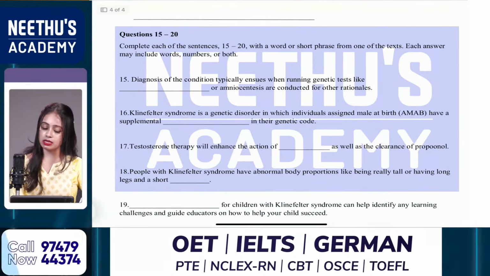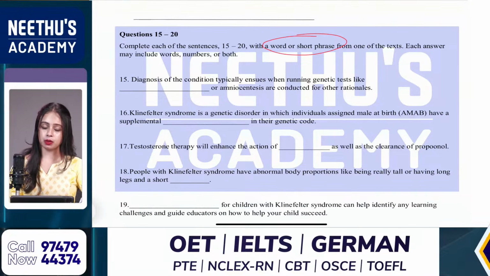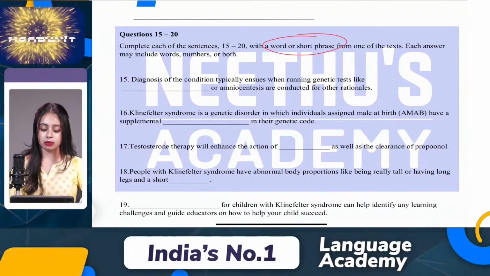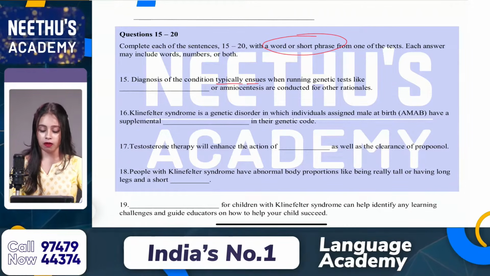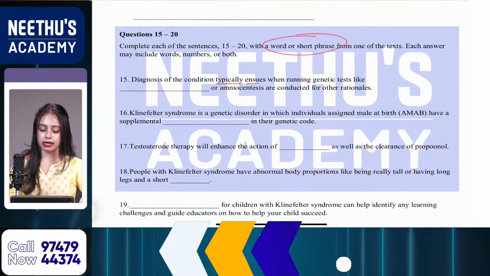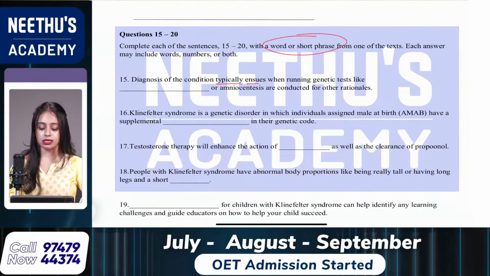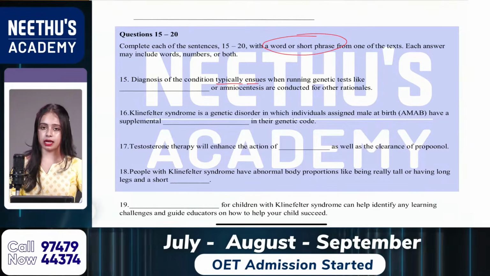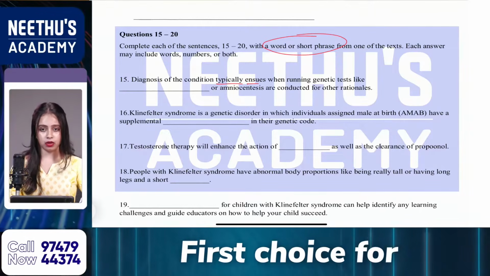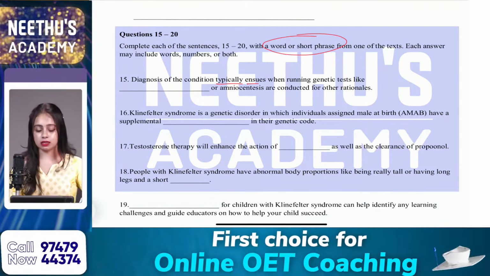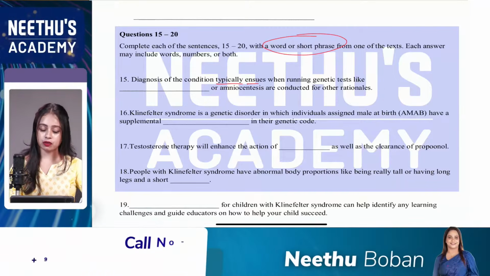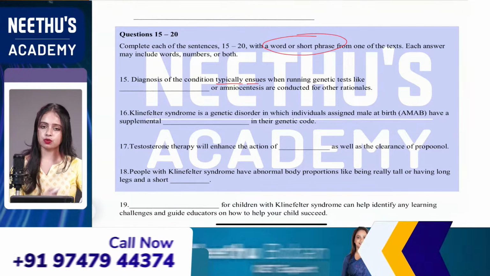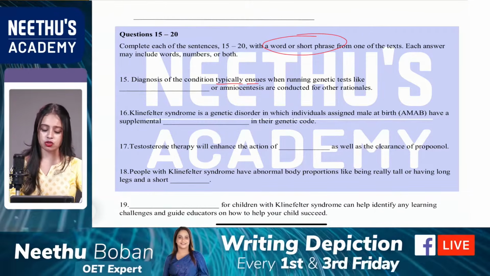Then 15th one, same instructions mentioned. 15th one: diagnosis of the condition typically ensues when running genetic tests like DASH or amino synthesis are conducted for other rationales, which means other reasons. Yes, identification of the condition typically ensues, which means follows. Okay, so what is the correct answer here?